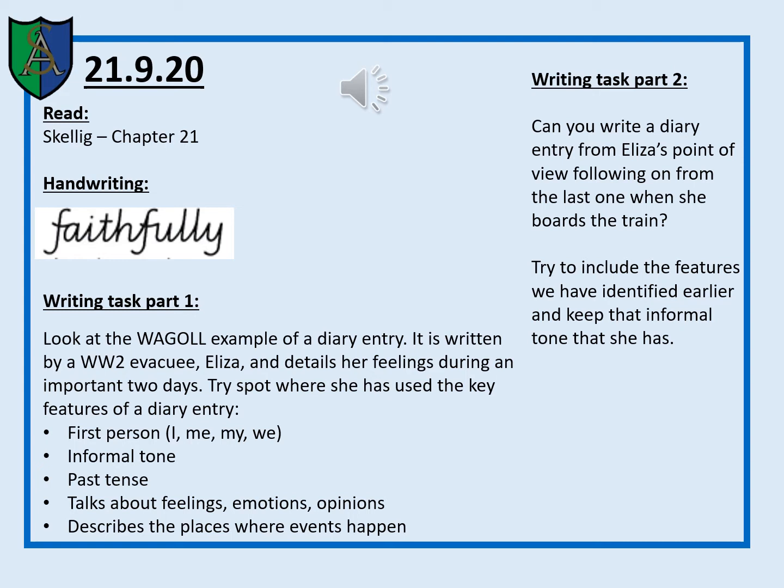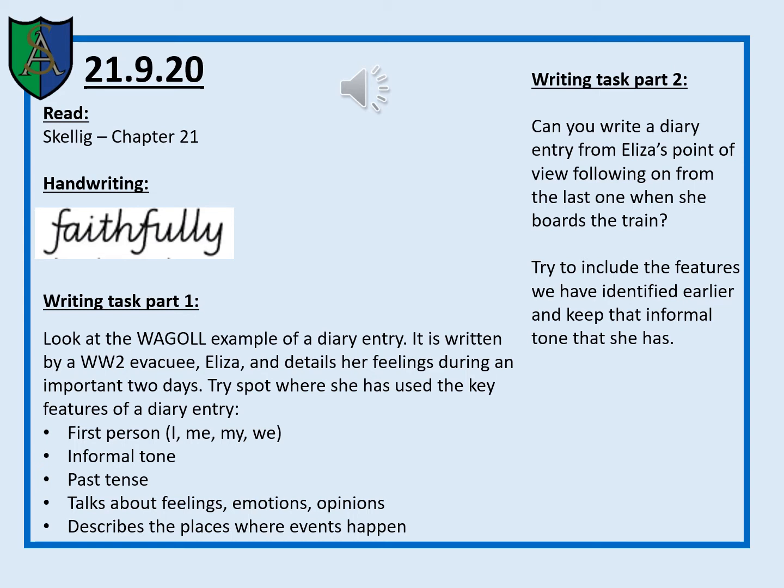The second part of the task today, so after you've looked for those features, is to continue writing what would be Eliza's next extract. So I want you to write from her point of view. You can see the tone that she writes in from the first 2 extracts on that waggle that you've got in front of you, and you're going to basically follow on from her last one. It's set in the morning where she boards the train, and you're going to use your imagination to really describe what she goes through in the rest of the day and how she might feel.